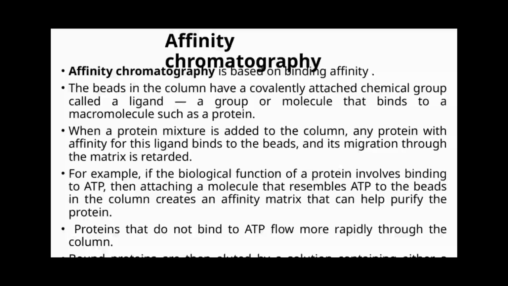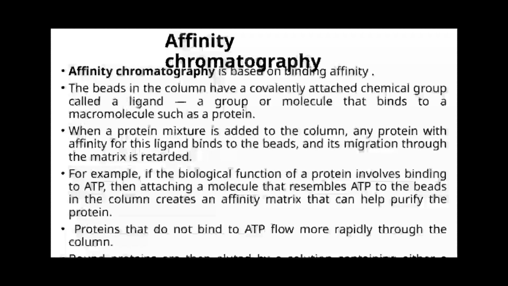For example, if a protein's biological function involves binding to ATP, we can attach a molecule that resembles ATP to the beads. This creates an affinity matrix that helps us selectively purify that specific protein. Proteins that do not interact with ATP will flow through the column more quickly. To retrieve the bound proteins, we then elute them using a solution with a high salt concentration or a free ligand, such as ATP or an analog, which competes with the bead-bound ligand. This method is powerful because it allows us to target specific proteins based on their binding properties, making it a valuable tool in protein purification.